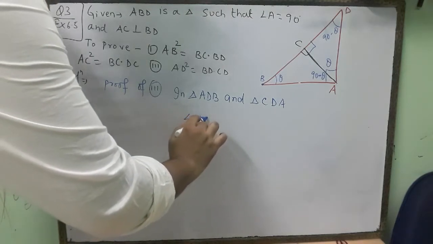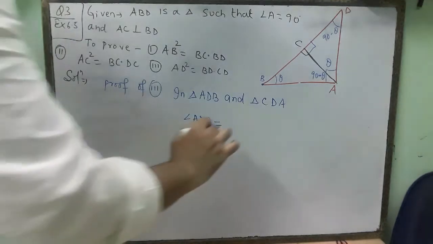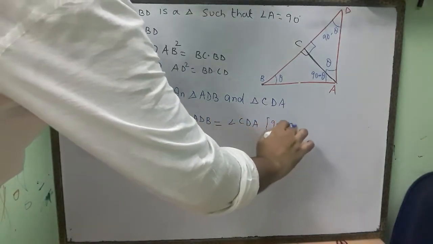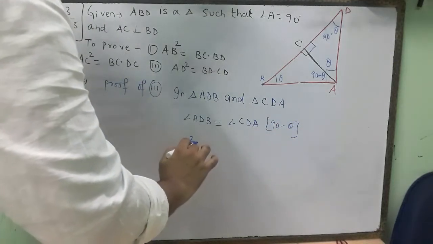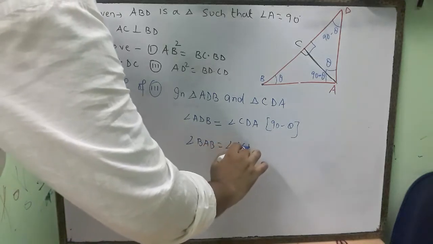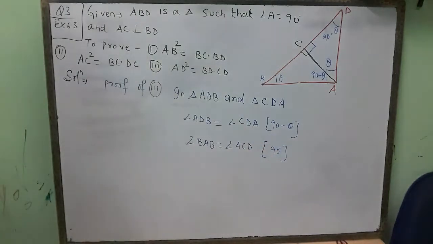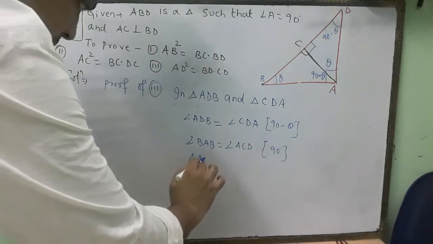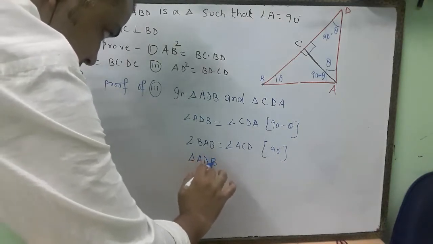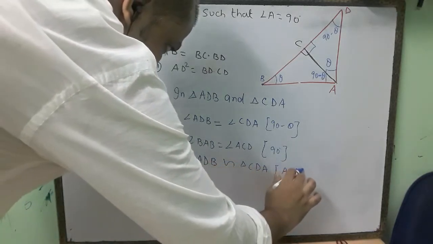ADB is equal to angle CDA, that is equal to 90 minus theta. The second will be angle BAD is equal to angle ACD, that is equal to 90 degree. Now triangle ADB is similar to triangle CDA, criteria is angle.